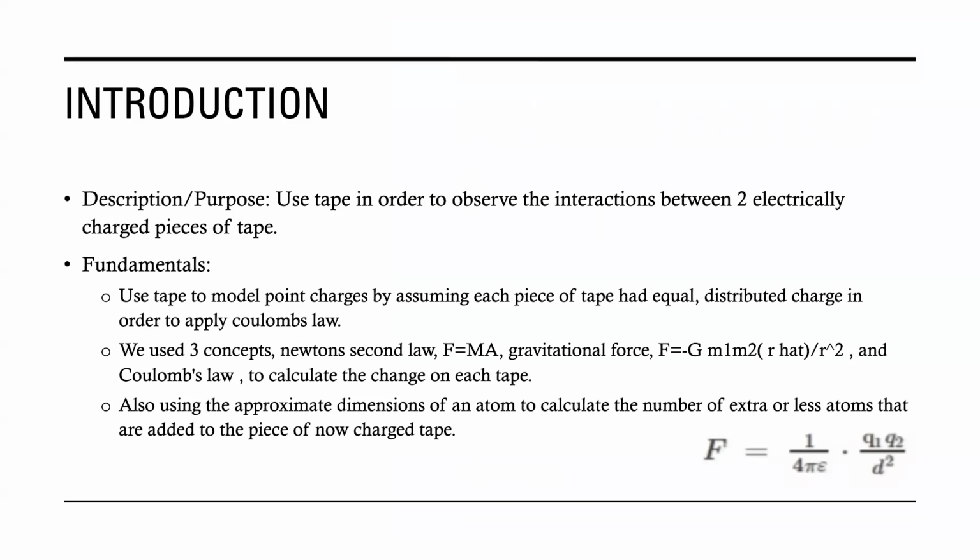We use three concepts: Newton's second law, F equals ma, gravitational force, and Coulomb's law, which is located in the picture at the bottom right of the screen, to calculate the charge on each tape. We also use the approximate dimensions of an atom to calculate the number of extra or fewer atoms that are added to the piece of tape.